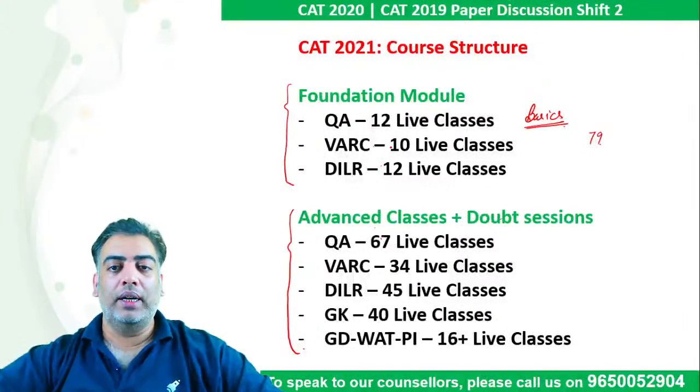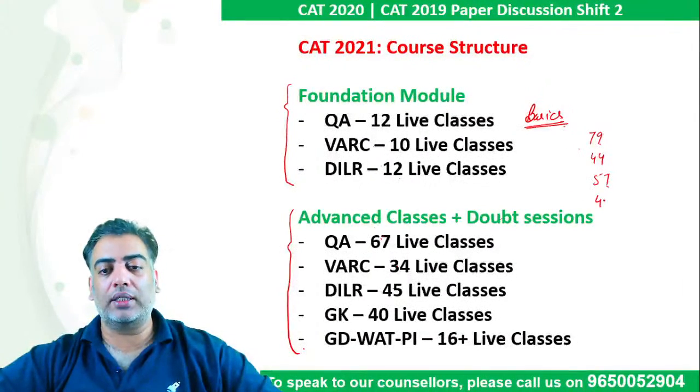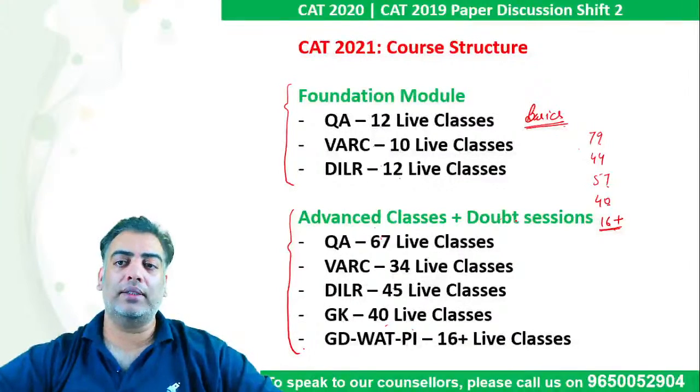Then for verbal, 10 plus 34 adds up to 44. For DILR, 12 plus 45 adds up to 57. Apart from it, GK classes are there, 40. GDPI classes, 16 plus, will be there. So a minimum of 16 are there.